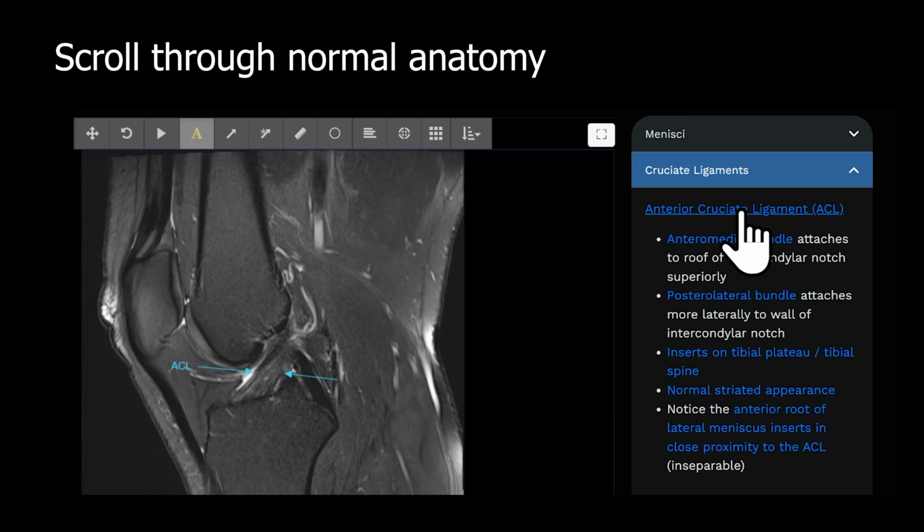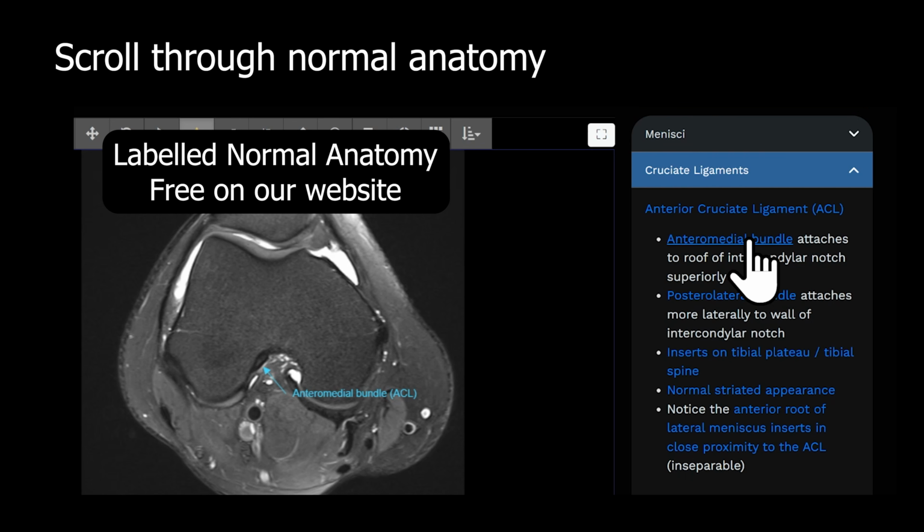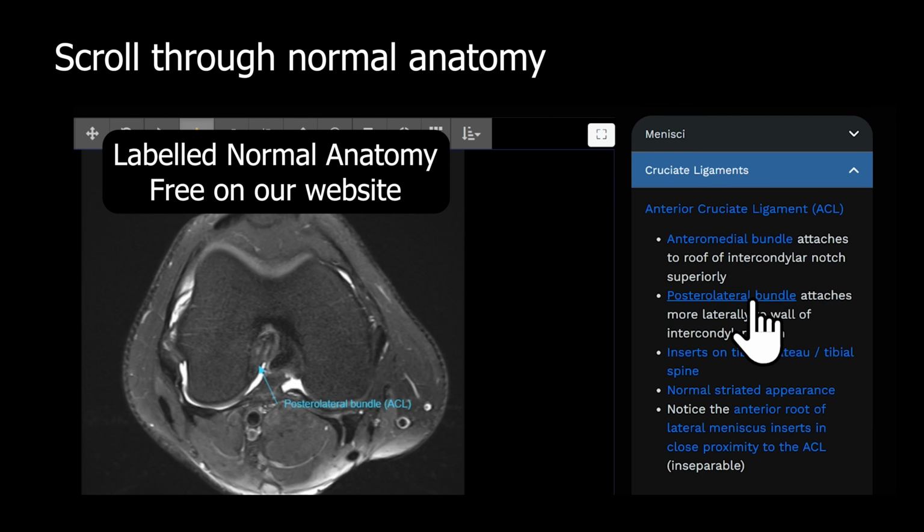Okay, so now that you have an approach to knee MRI, it's time to take your skills to the next level with practice. First, I strongly suggest that you take the time to scroll through a knee MRI to identify all of these structures yourself, like the one available for free on our website with key anatomy labeled. The link is in the description.